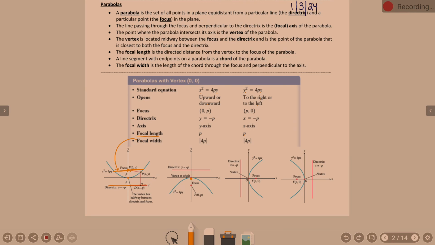A lot of this in the other column is very similar. The other column is going to be for parabolas that open to right or left. So notice your focus is now, instead of 0, p, it's p, 0. So it's going over p, up or down 0. Directrix, x equals negative p. So that's just a vertical line now. Your focal length and focal width are still the same. Okay? Keep this chart handy. You're going to want it. Now, let's look to the next page.